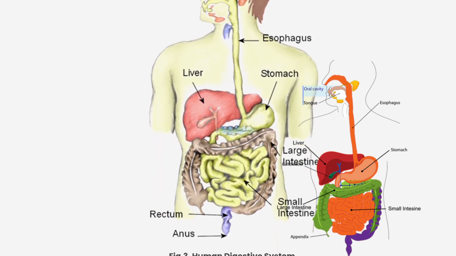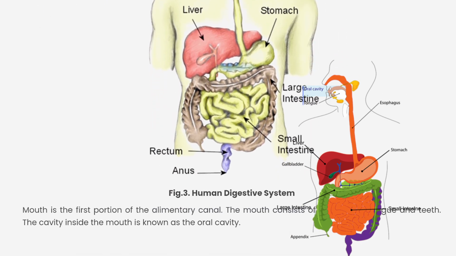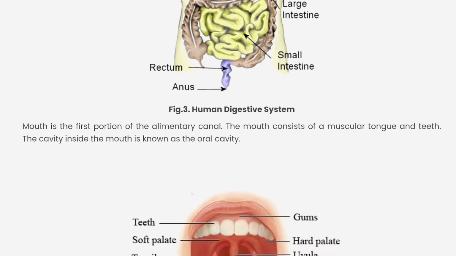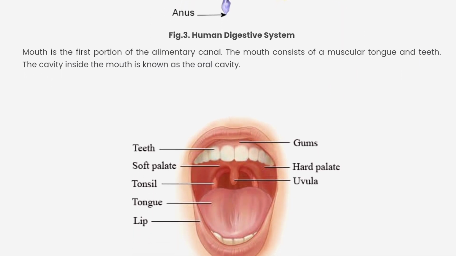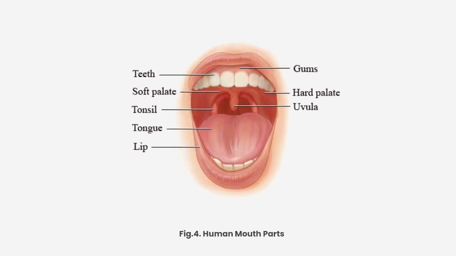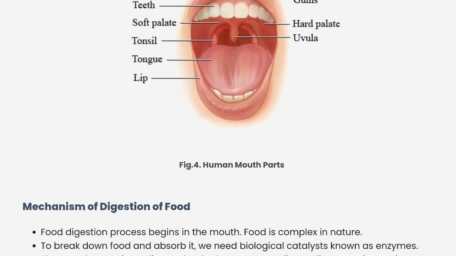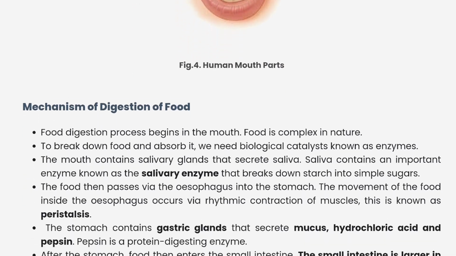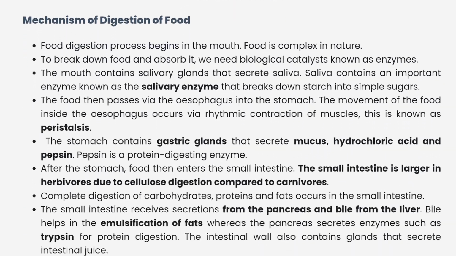Mouth is the first portion of the alimentary canal. The mouth consists of a muscular tongue and teeth. The cavity inside the mouth is known as the oral cavity. Fig. 4. Human mouth parts. Mechanism of digestion of food. Food digestion process begins in the mouth.